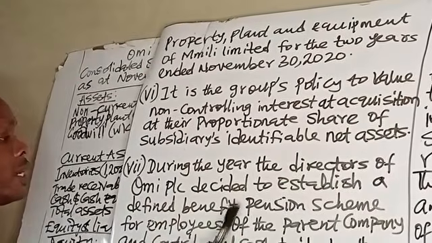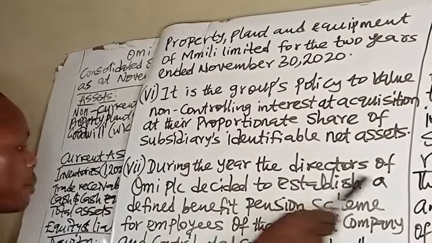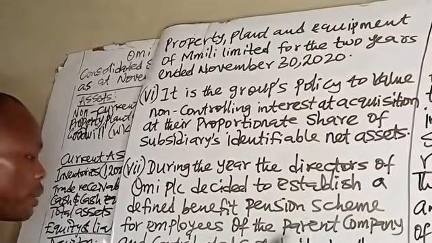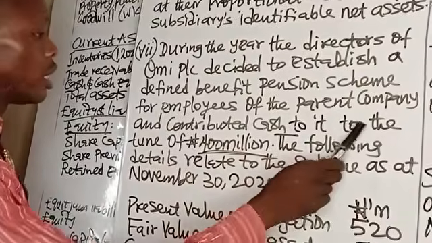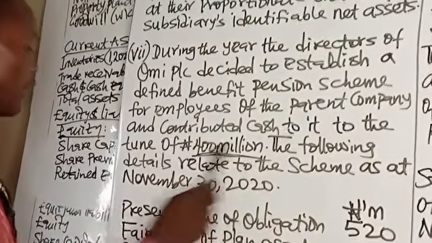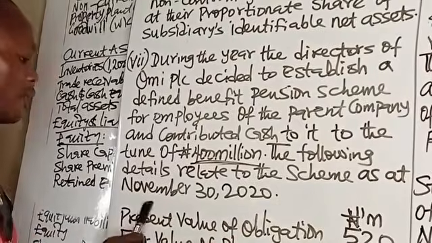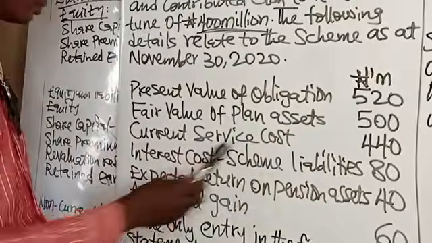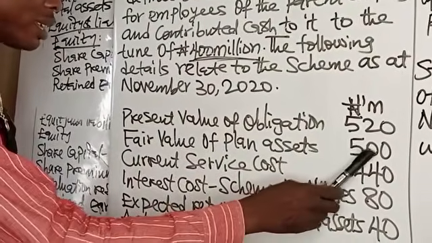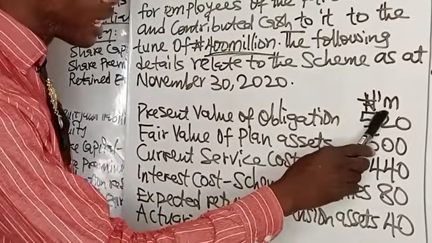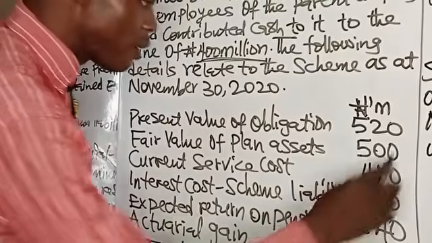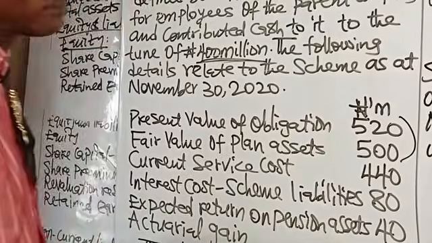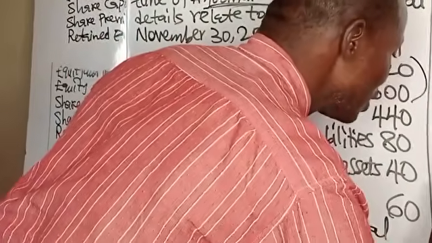During the year, the directors of OMI PLC decided to establish a defined benefit pension scheme for employees of the parent company and contributed cash to it to the tune of 400 million. The following details relate to the scheme as at November 30, 2020. You have the present value of obligation, 520 million, and fair value of plan asset 500. Since the present value of obligation exceeds the fair value of the plan asset, you are going to have defined benefit obligation. Let me have working 7.